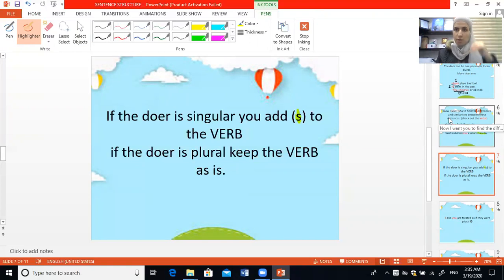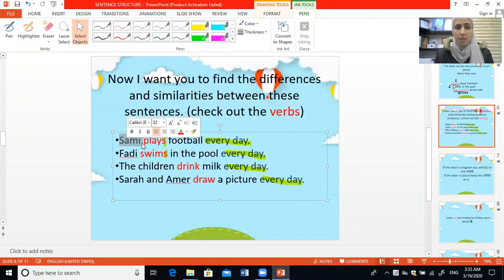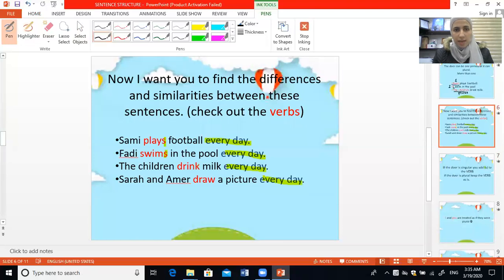Let's go back to the previous slide. Sammy is alone. He's crying. Do you want him to be crying? No, that's why we put an S here with a verb. So Sammy plays, because the S will play with Sammy. We don't want Sammy to be alone. That's why we say Sammy plays.